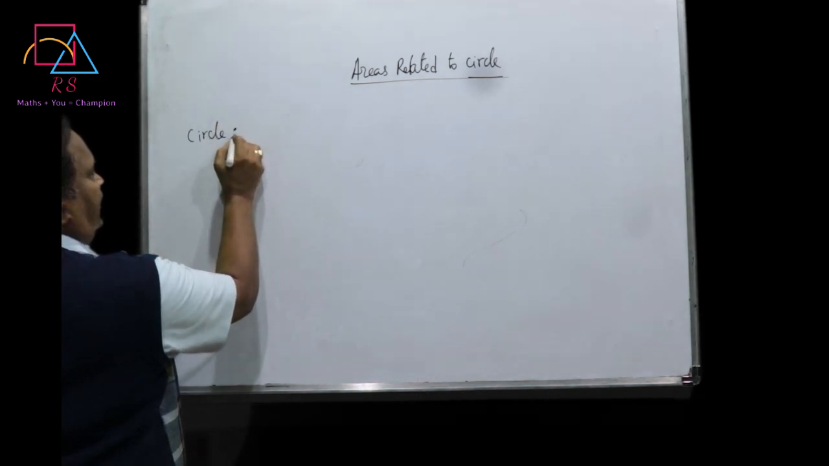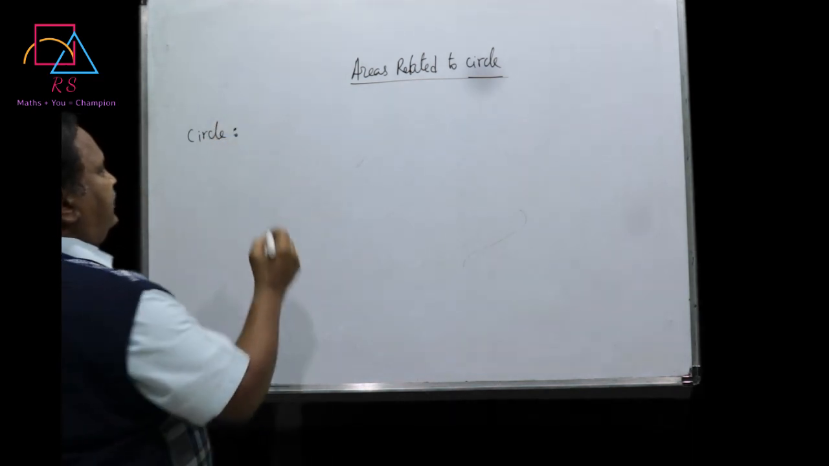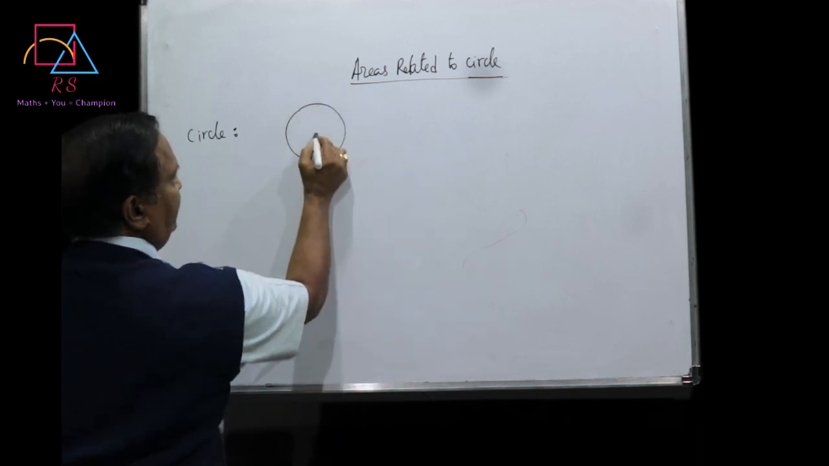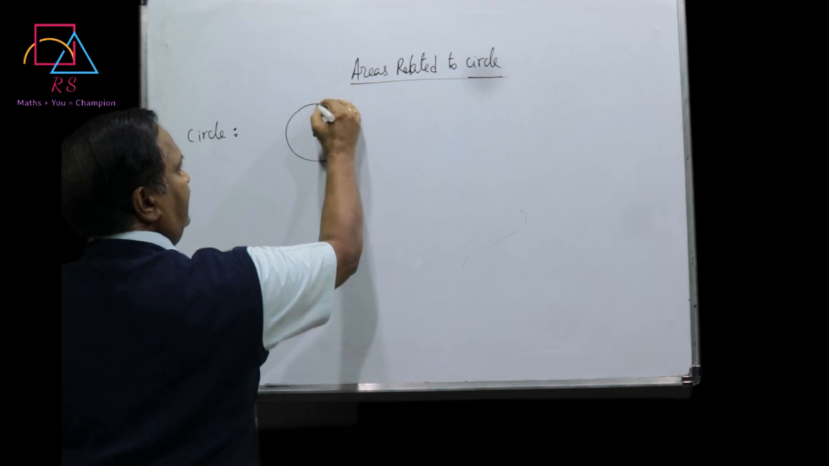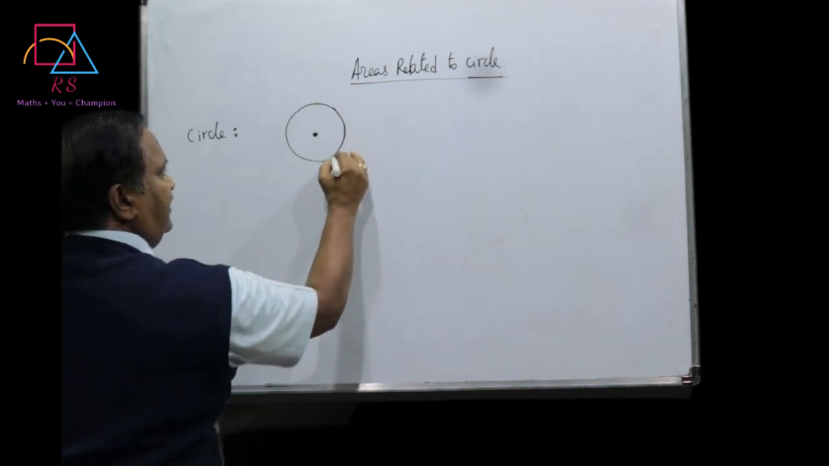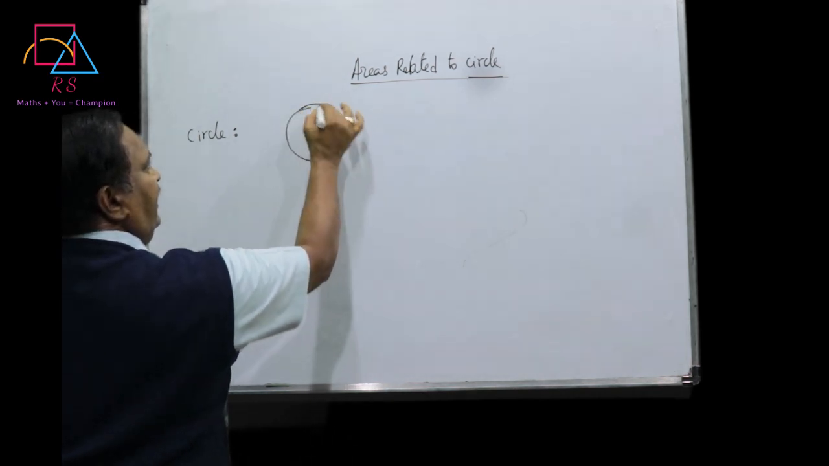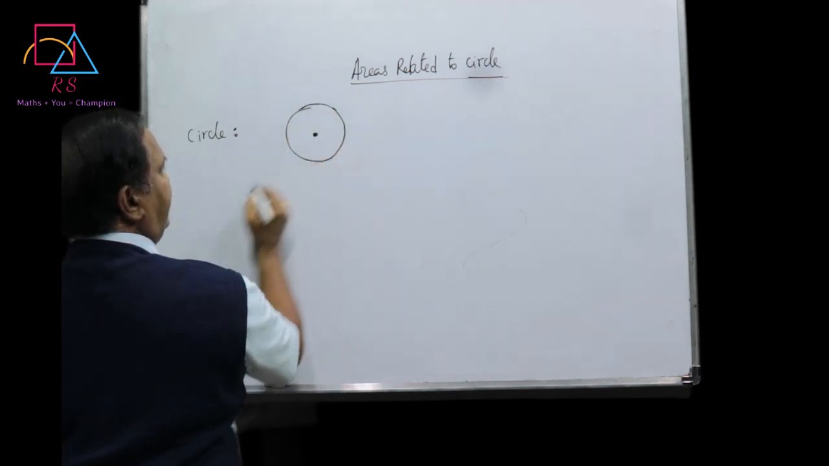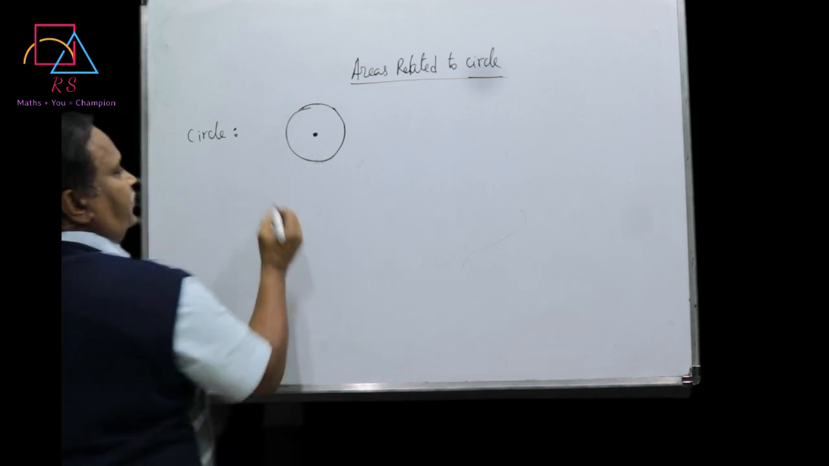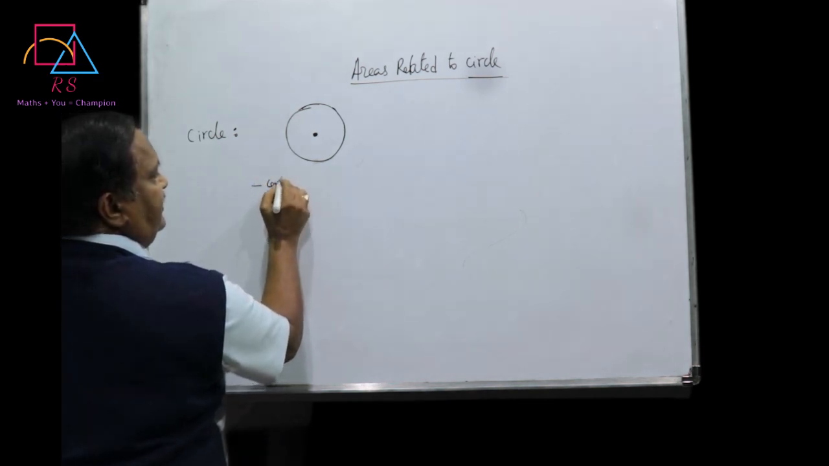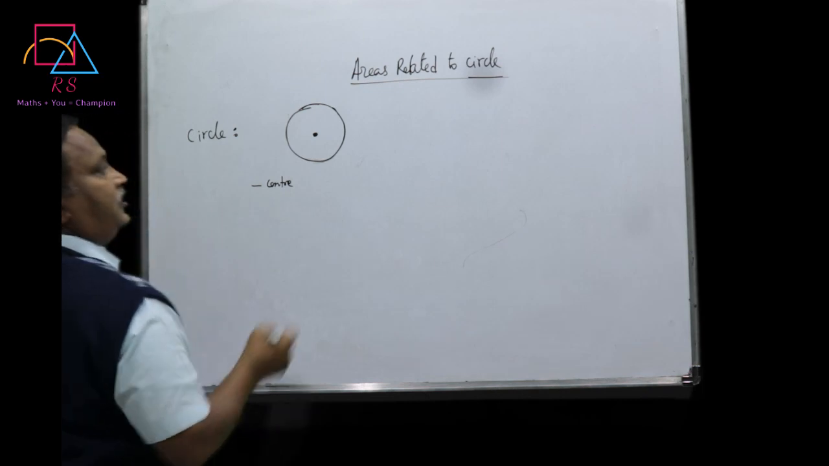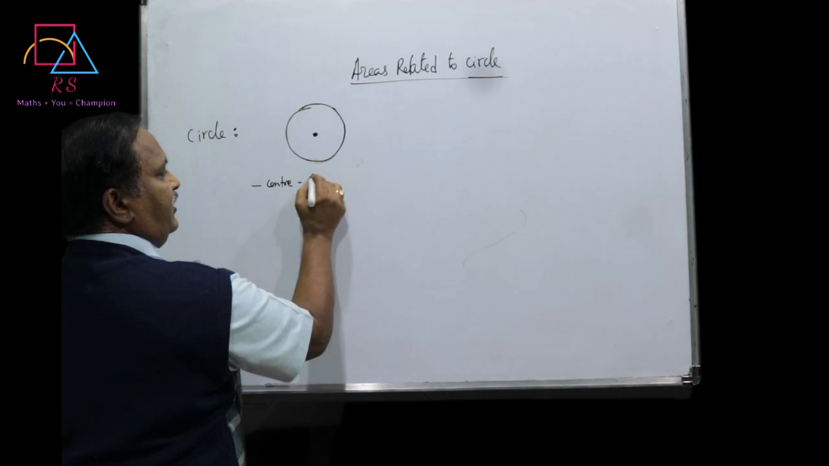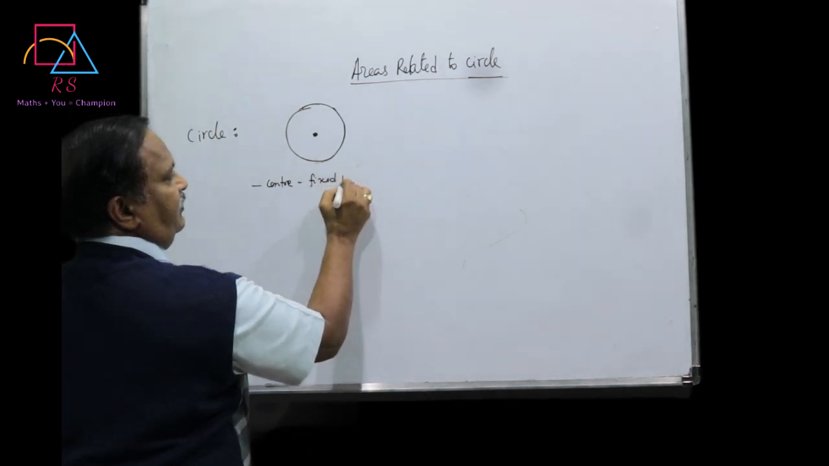All of you know what is a circle, right? Circle, center, and this is called circumference, and the space enclosed in this circle is known as area. So you have to understand what is a center. Using the center you can draw a circle. Center we call it a fixed point.